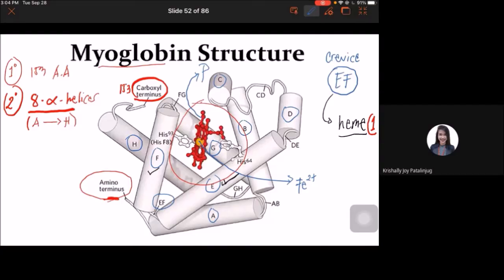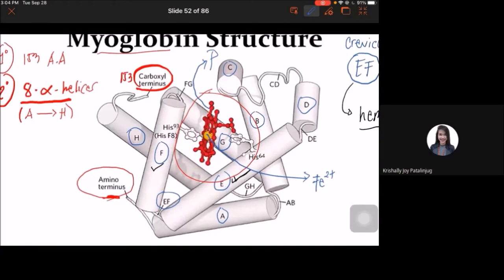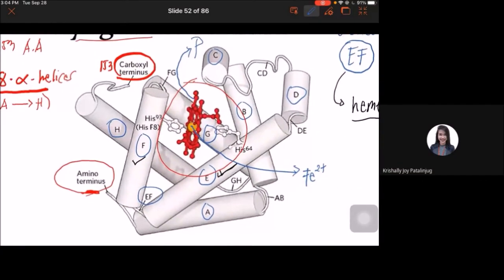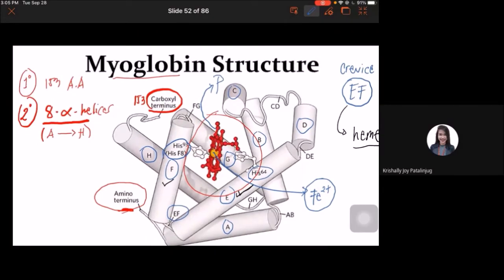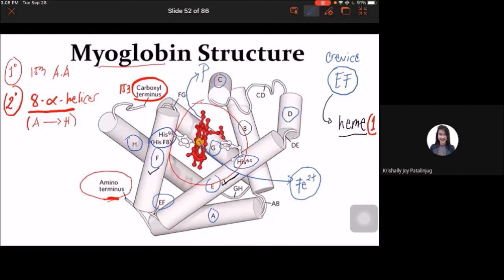Okay? Now with regards to that alpha helix E at saka F, di ba? You can observe there na merong nakalabel na histidine residues. And I have told you nga yung iron, okay? 'Di ba yung isa sa kanyang perpendicular bond is a histidine molecule, okay, or a histidine residue. So you can see there the histidine 93 or the histidine F8, that is actually what we call the proximal histidine.